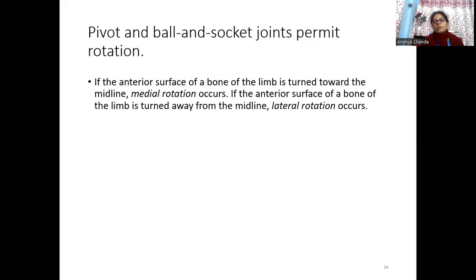Pivot and ball and socket joints permit rotation. The pivot joint is present in the axial part of the human skeleton, which forms the movement of the head, and ball and socket joints can be seen between the femur and the pelvic girdle, or the humerus and the scapula.